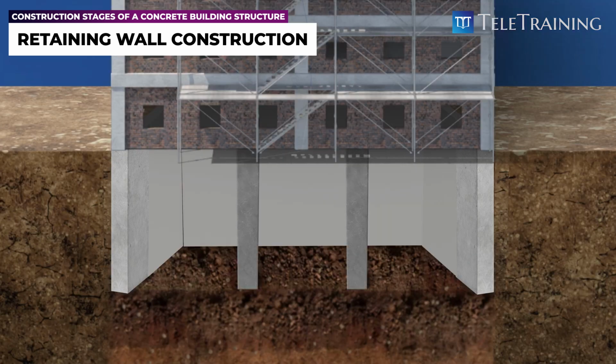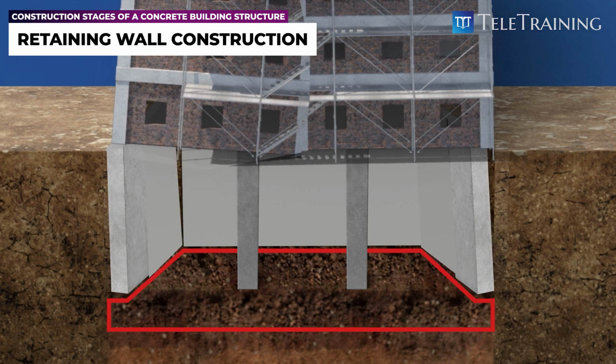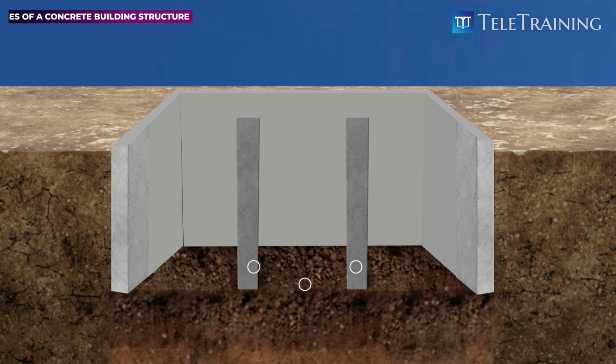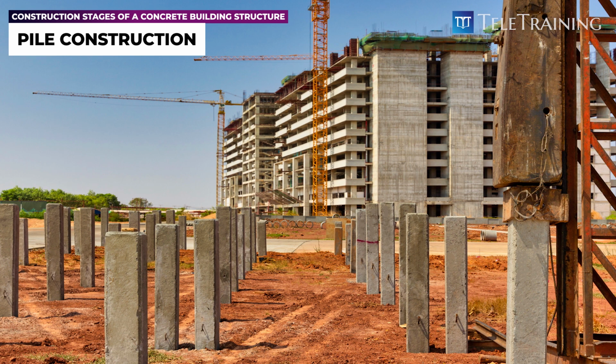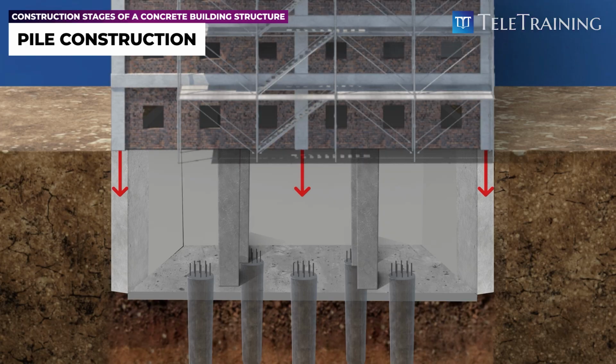In some cases, the soil at the lowest level of the building may not be strong enough to support the weight of the building. To address this issue, piling is used to transfer the building loads to the stronger soil layers located deeper underground. Piles function similarly to columns, in that they support the weight of the building and transfer it to the ground below.